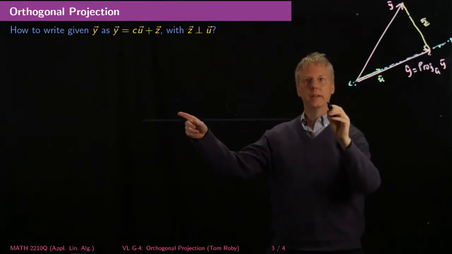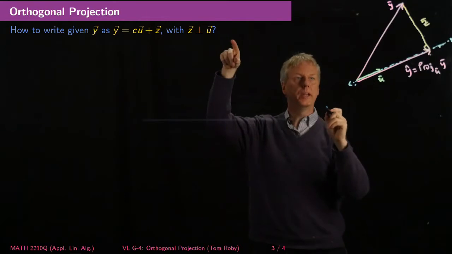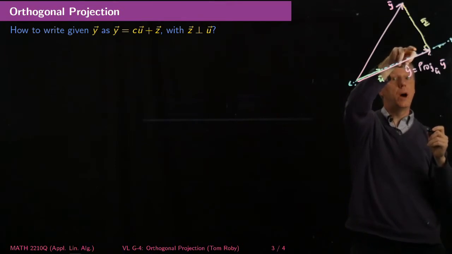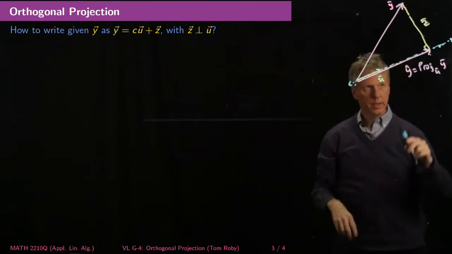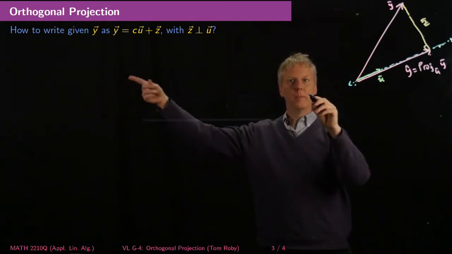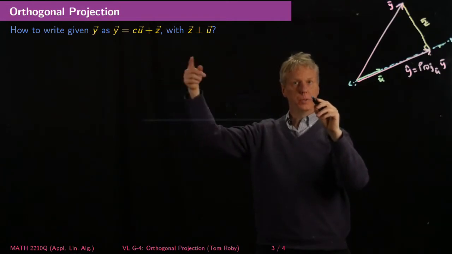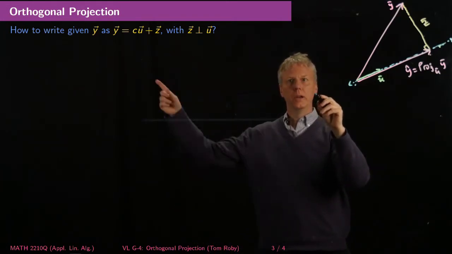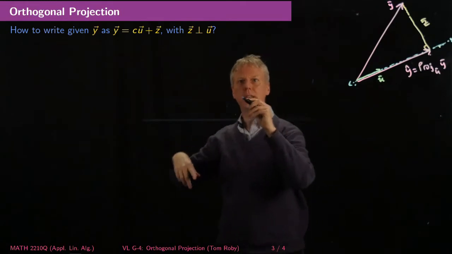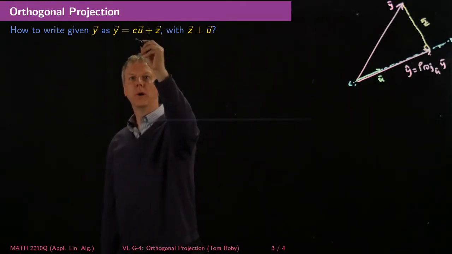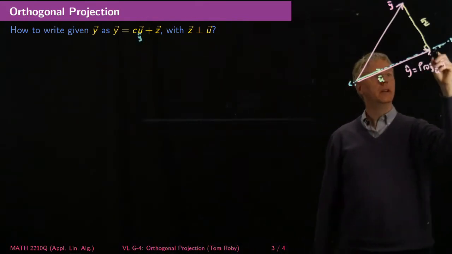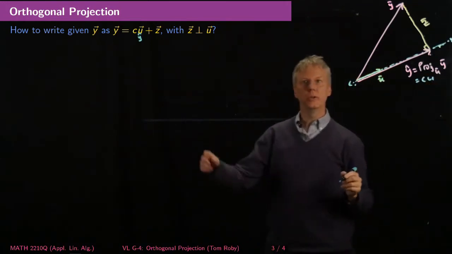I know that z should be perpendicular to u. Well, what's z? Well, z is just the difference. It's y minus y hat, right? So this vector is y hat. So what I'm really looking at is this question of when is y minus y hat perpendicular to u? Okay, so if I'm going to write this way, then this cu here is just another name for y hat. So this is equal to c times u, and what I've drawn over there.